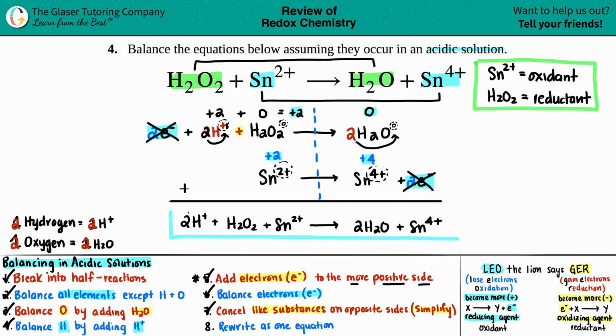And you're done. Once you do step 8, that's over. It's over and done with, and we can check that off, and this answer is done. So there's your final balanced equation in the acidic solution.